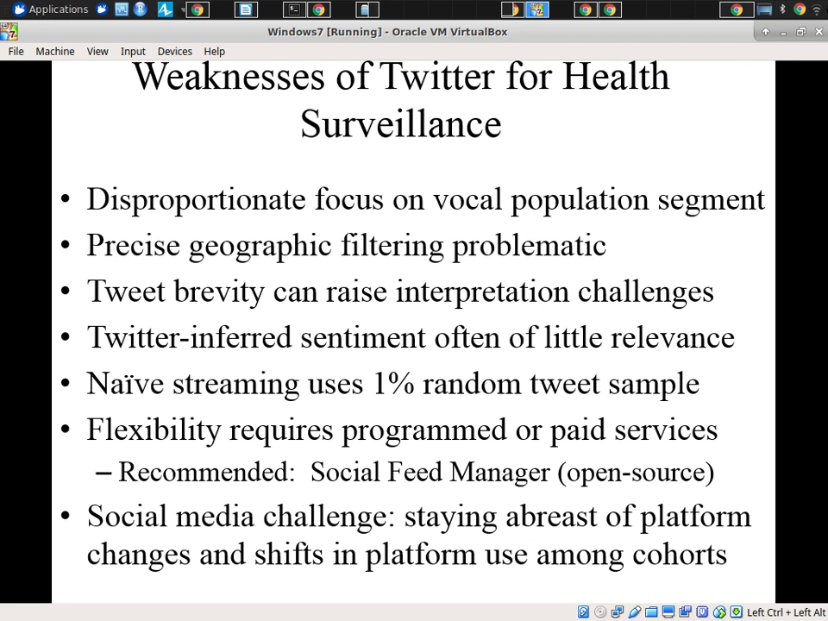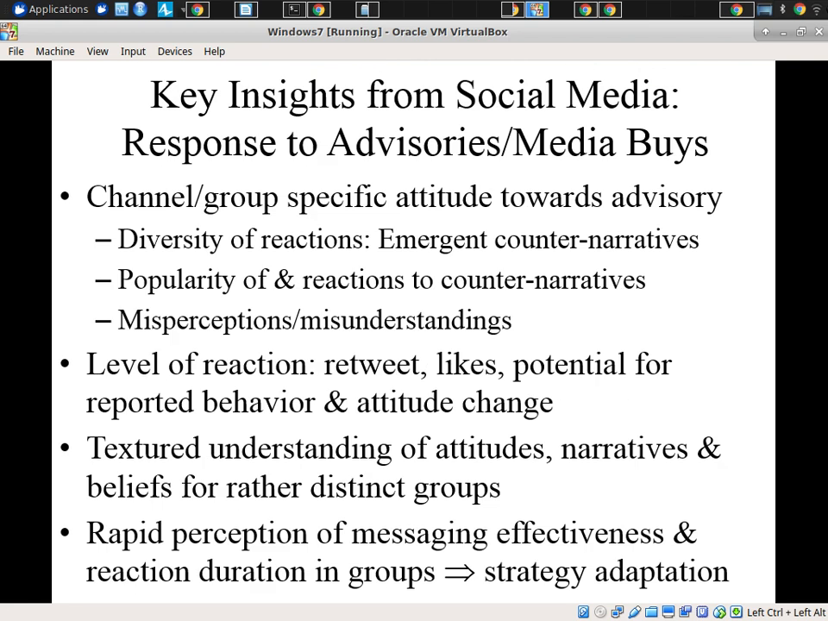I will say that a big challenge for social media platforms in general is staying abreast of platform changes and shifts in platform use. I will note that when it comes to advisories and media buys, there's a particularly strong potential for use of a tool like Twitter to understand how do people respond when there's a public health advisory, say from Saskatchewan Public Health or from Saskatchewan Lung Association. If the Lung Association sends out an advisory on JUUL, how do people react online?